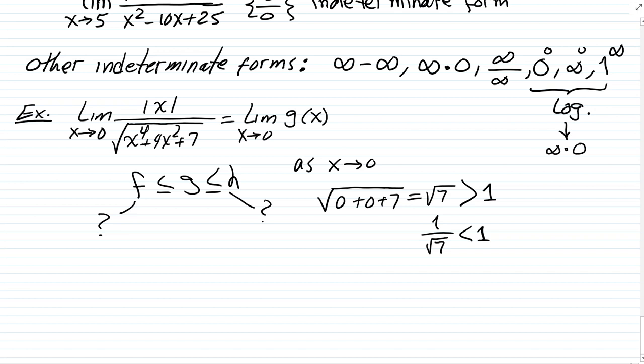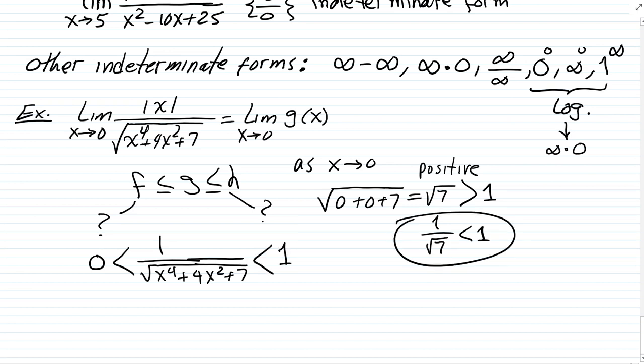Okay. For now. Now, here's the thing I'm going to write. And also, because we're approaching 0, the denominator square root of 7 is positive, right? Well, if a number is positive, means it's greater than 0, true? So I'm going to say that 1 over the square root of x to the 4th plus 4x squared plus 7 is going to be positive. You can try it. Put 0 in there, you get 1 over root 7. That's bigger than 0. And we just showed that it's less than 1, right? And notice how we bounded it.